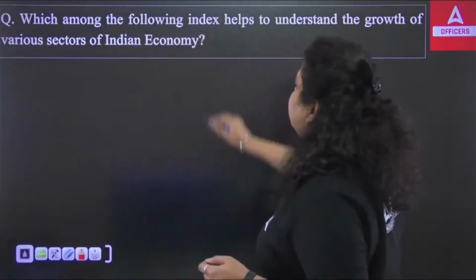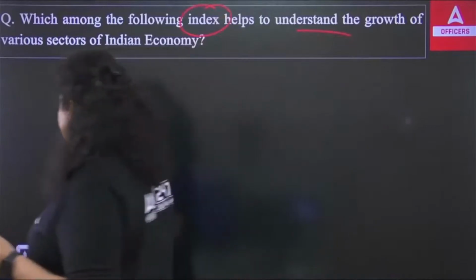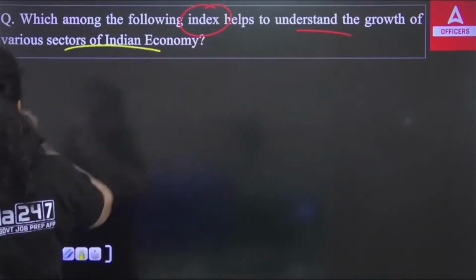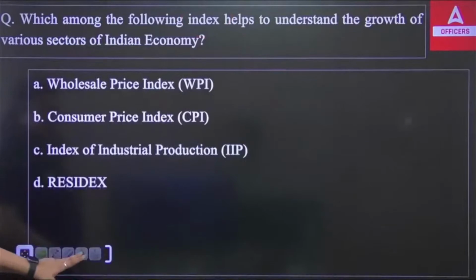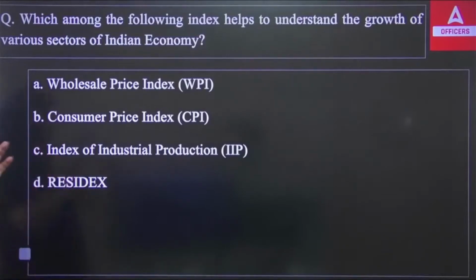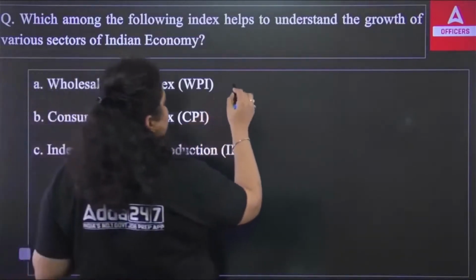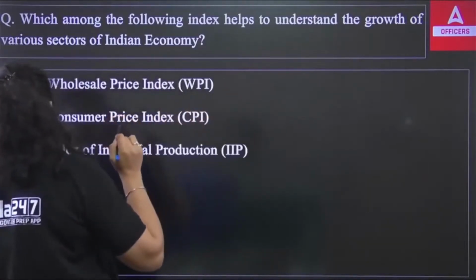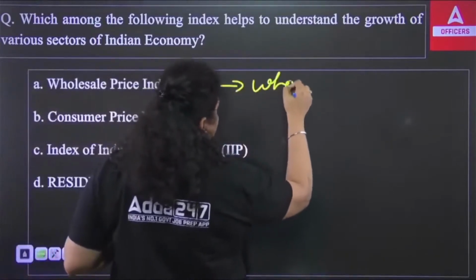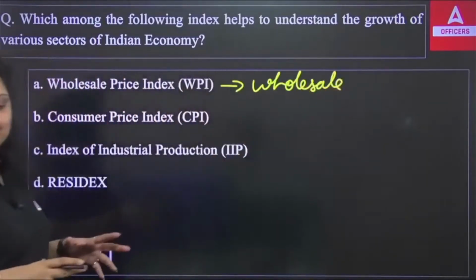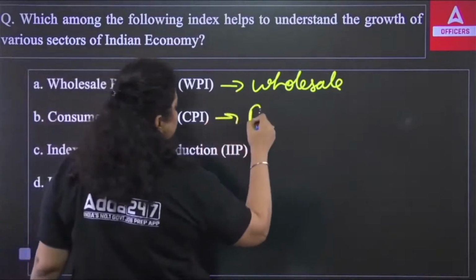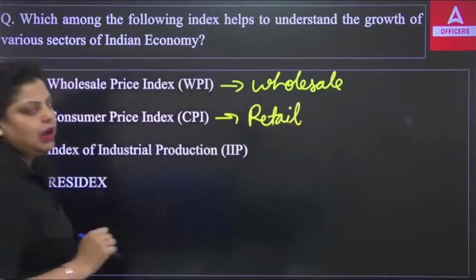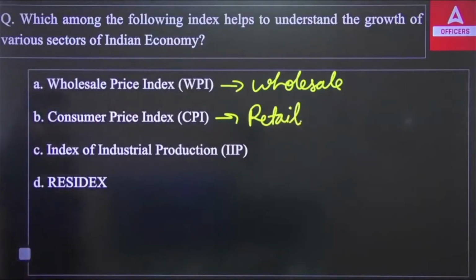Now, which among the following index helps to understand the growth of various sectors of the Indian economy we are talking about. Clear? So we have certain indexes, and we are asking which particular index is actually talking about the growth of various sectors. First of all, the wholesale price index talks about your wholesale business. When the businessmen, the traders, the entities come together at a place in bulk, trading goods and services, that's the wholesale price index. The consumer price index is where you calculate the value in the retail market, the prices of goods and services.